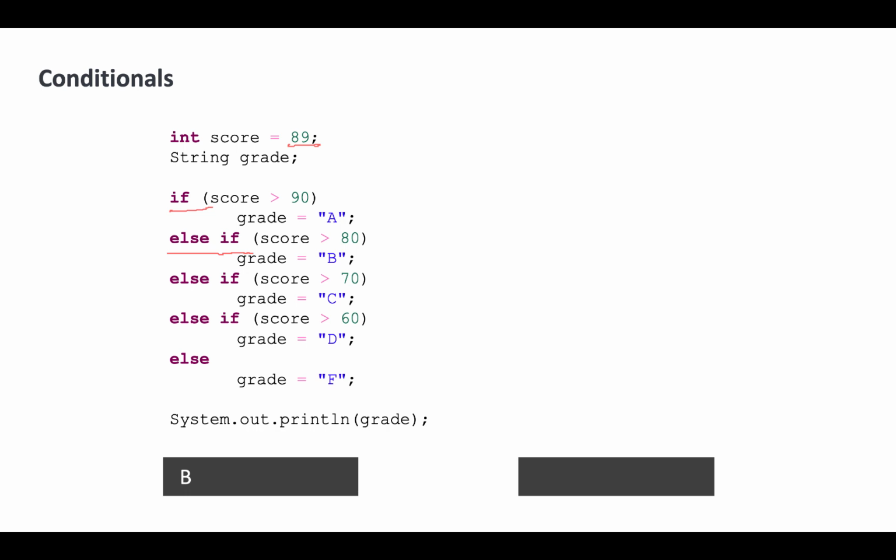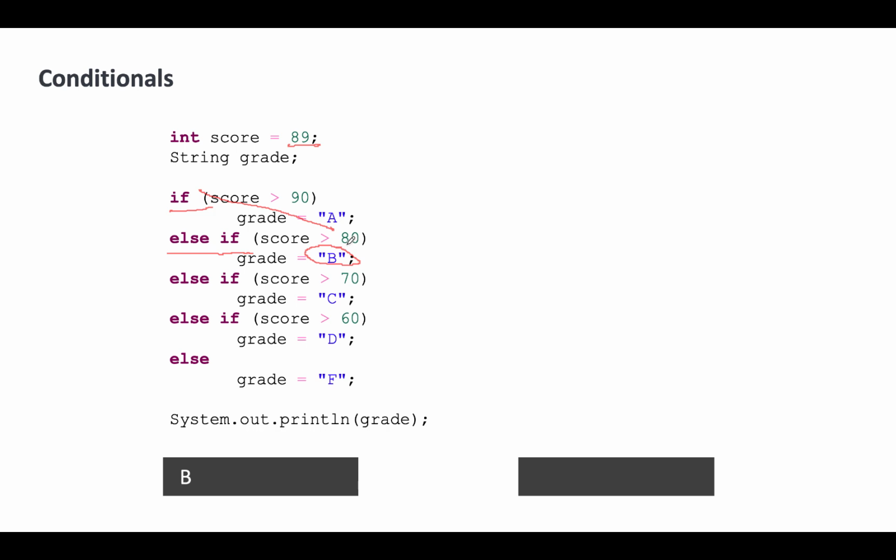Let's see how that works. So let's take a look at the first condition, right? 89 is greater than 90? Nope. So let's cross it out and move on. Is 89 greater than 80? Yes. So execute the code under this one. Now grade is set to B.